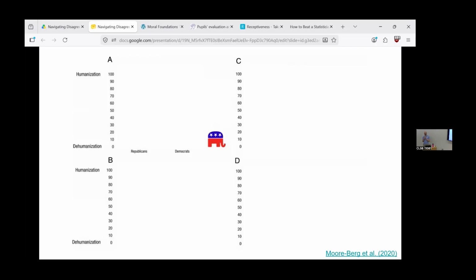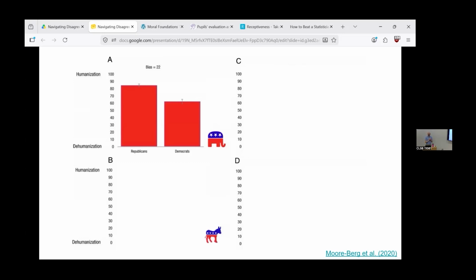Any other questions? Here are the bars. And the difference between the bars is 22 points on this scale. So that was Republicans. They also asked Democrats, how human do you think Democrats are, and how human do you think Republicans are? So maybe you can guess to yourself what these bars are going to look like. Here are the bars. Same exact difference, 22 points, nearly identical. Any questions on this first part of the study?